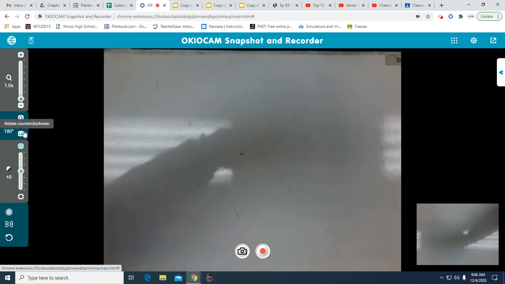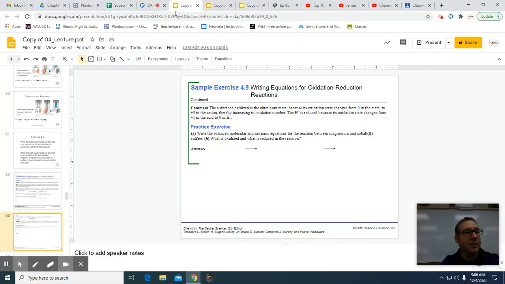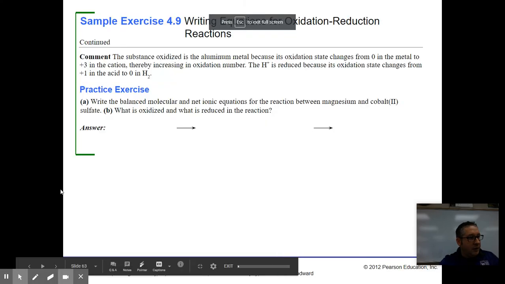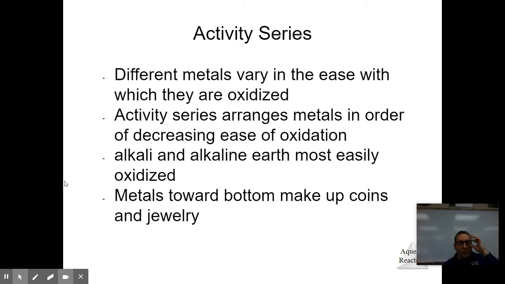Now, staying with this concept of oxidation, reduction, and net ionic equations, we're going to use the last bit of our notes here. I don't know why it didn't go back to normal, but oh well. And we're going to talk about the activity series, okay? We use an activity series to help us determine whether or not certain metals are going to be oxidized before a reaction ever takes place.